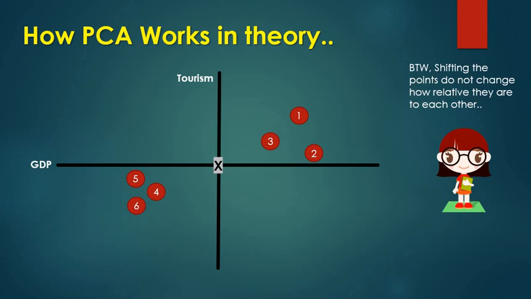An important note is that when you shift your data points, meaning you've allowed the mean to be the center of your data, the rest of the data is shifted, but they do not change how distant they are relative to each other. Country 2 is still on the far right side, country 1 is still at the top, and country 6 is still the lowest of the points, and so on. The distances of these points relative to each other do not change.